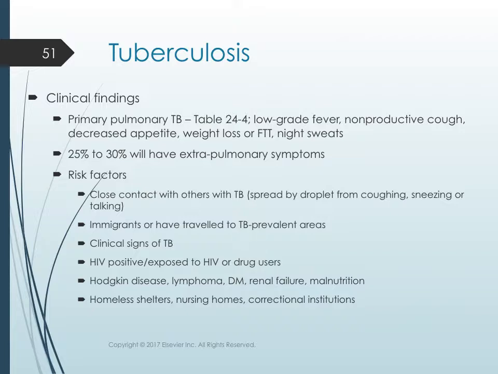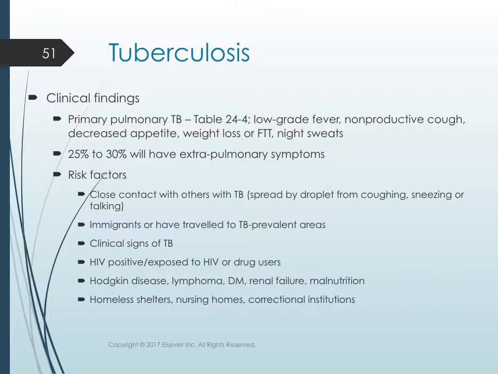So primary pulmonary TB presents with low-grade fever, non-productive cough, decreased appetite, weight loss, and night sweats. 25 to 30% will have extrapulmonary symptoms. And actually we had a case when I was working at the health center of a child that had a lymph node, a fixed lymph node that ended up being a manifestation of TB. So it is spread by droplet from coughing, sneezing, or talking. We see it in immigrants or those that have traveled recently to TB prevalent areas.